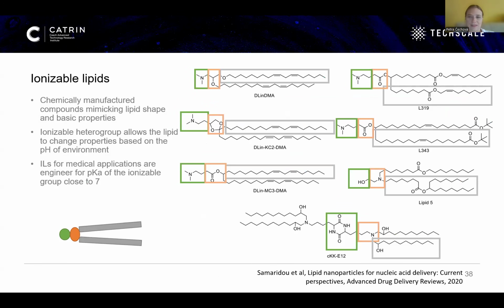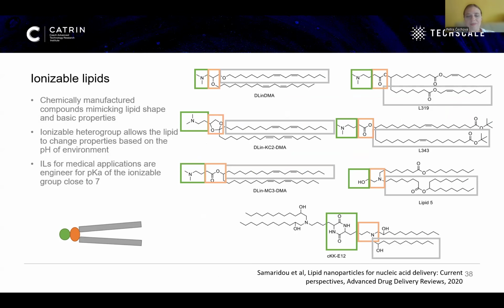A group of lipids that are famous or, you know, infamous for their unusual properties are ionizable lipids. So ionizable lipids are a group of chemically manufactured lipids. They have been designed to mimic the lipid composition of having head groups, tail groups, and connected by a linker.